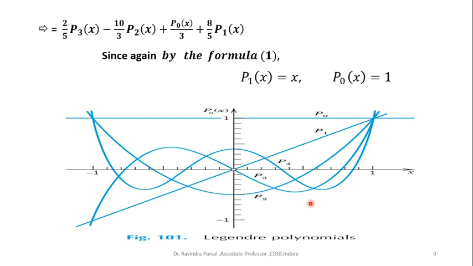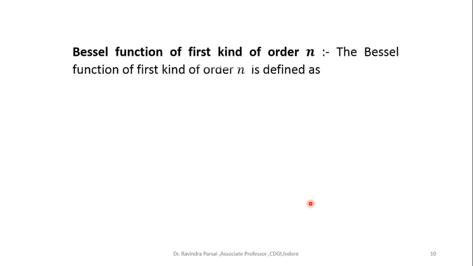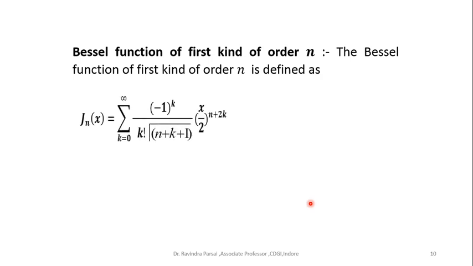So this is the graph of Legendre polynomials of various orders you will get. Now we come to illustrate the second special function, the Bessel function of the first kind. This is defined again by a relation as an infinite series: Jn of x equals sigma k equals 0 to infinity, minus 1 raised to k upon factorial of k gamma of n plus k plus 1, x upon 2 raised to n plus 2k.